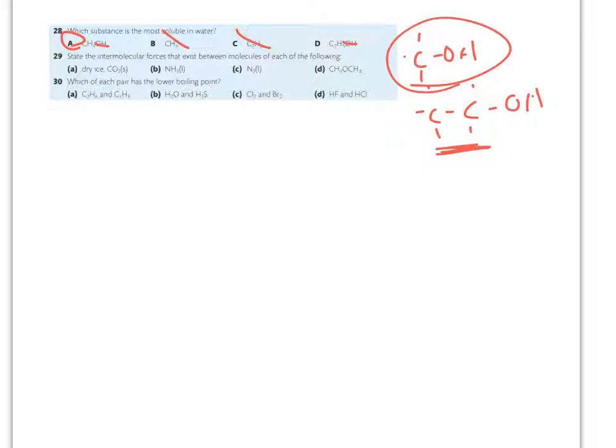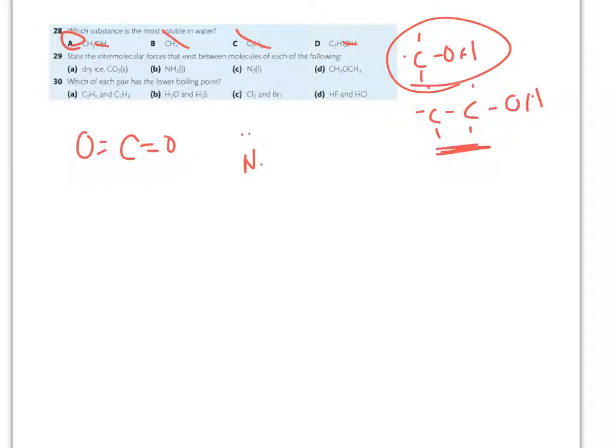Number 29, state the intermolecular forces that exist between molecules of each of the following. Dry ice or CO2, so you really have to know what the structure looks like. So dry ice is linear, so it's nonpolar. So this just has dispersion forces between it, or London forces.